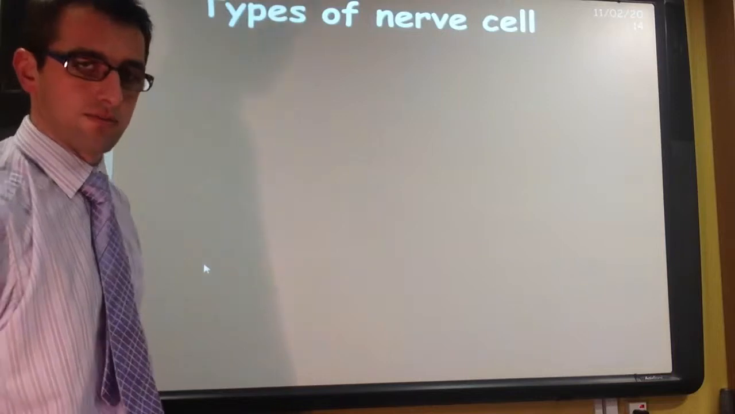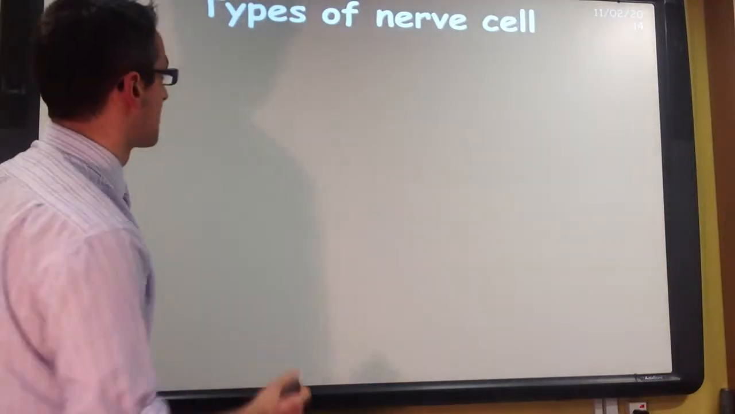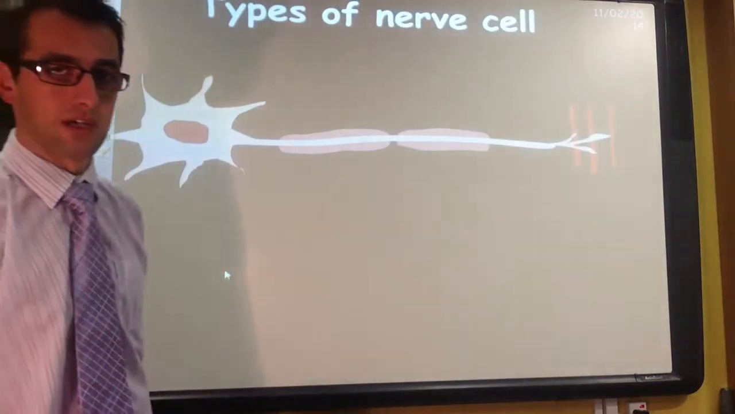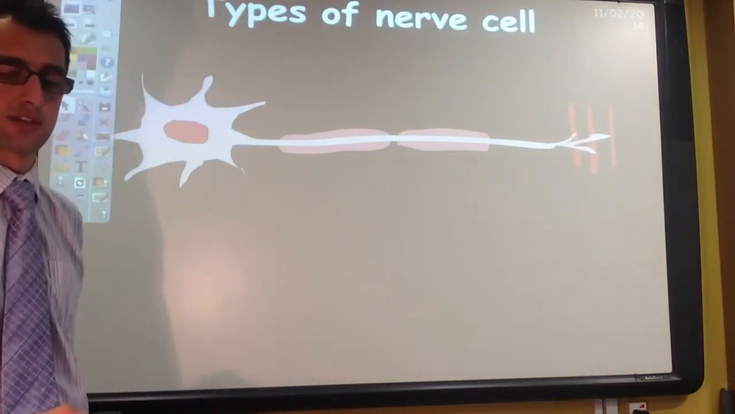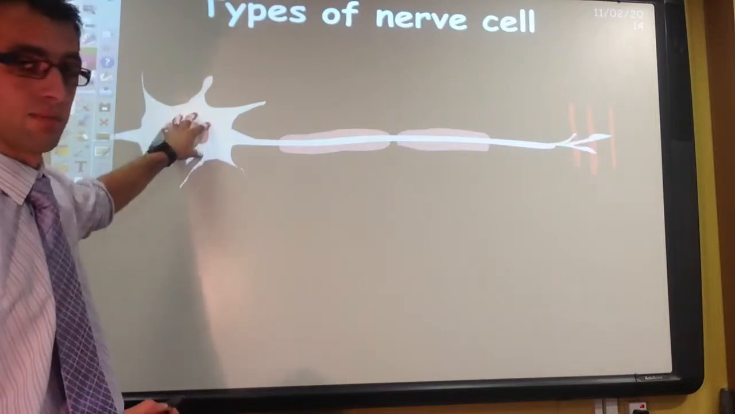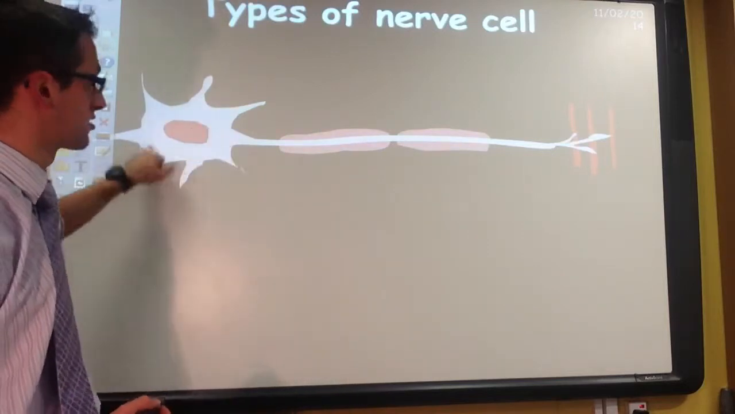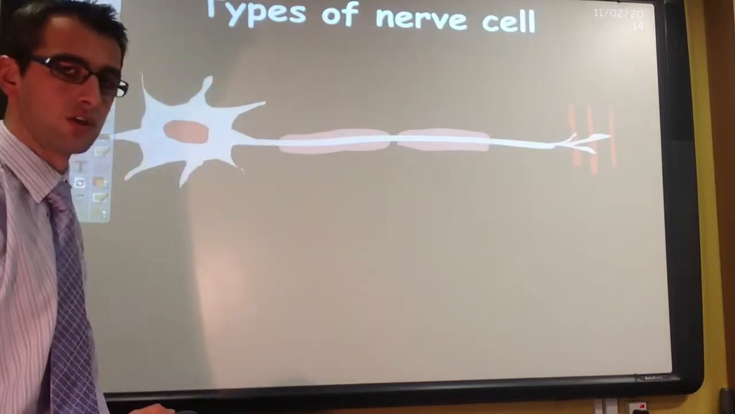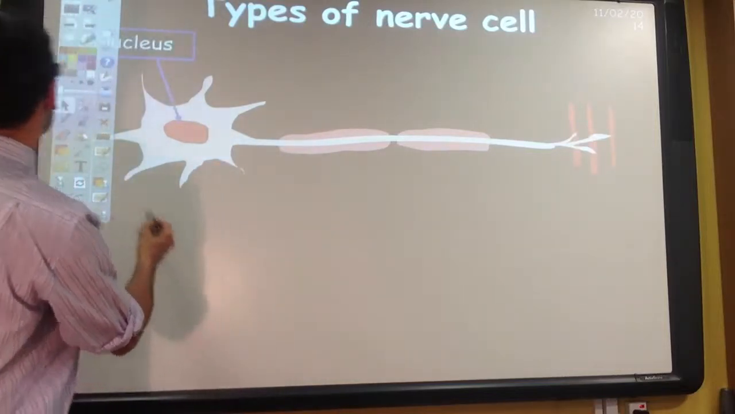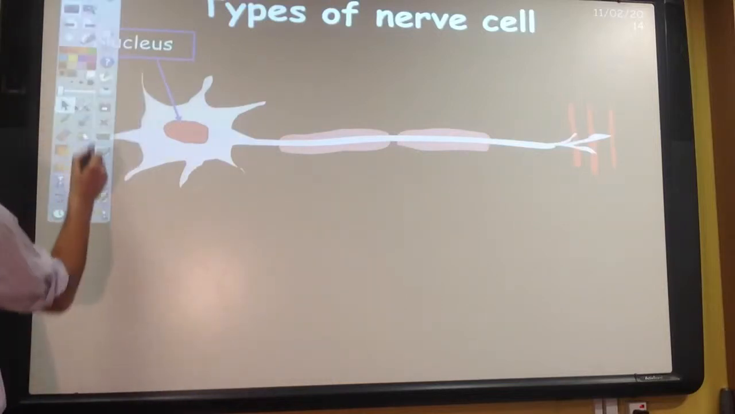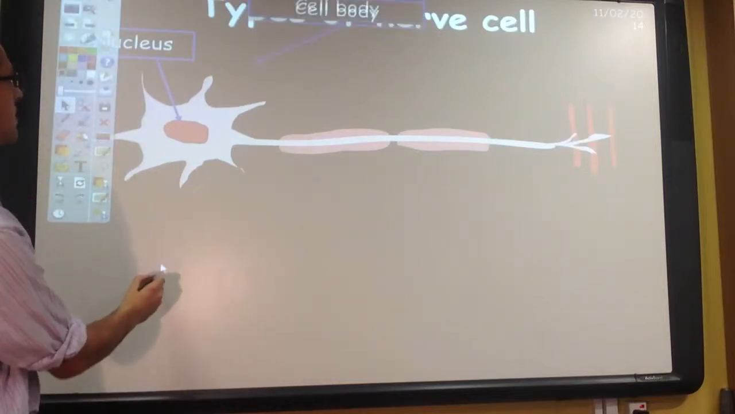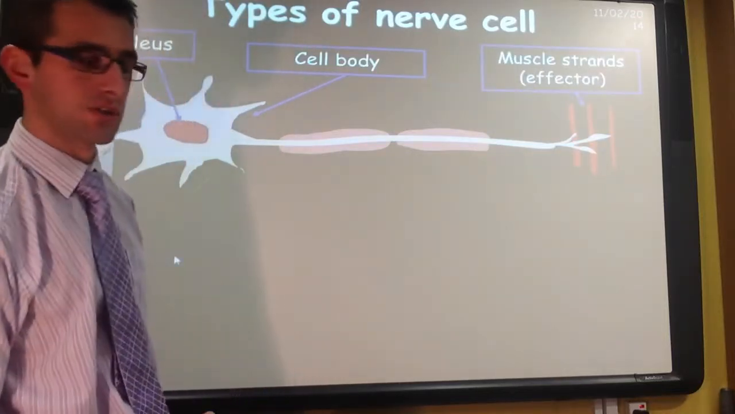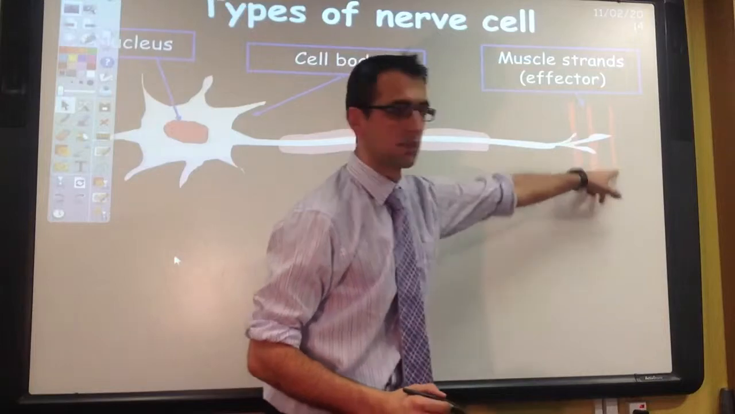To carry out those messages to be sent from one place to another, there are a range of different nerve cells. This is a typical nerve cell. It's a very specialised form of a cell. It has a cell body, it has a nucleus, it has cytoplasm just like any other cell, the cell membrane, but as you can see, it's very unique in its shape. Here's the nucleus, the cell body, and at the far end, the attachments onto muscle strands, and these red lines are your muscle fibres.